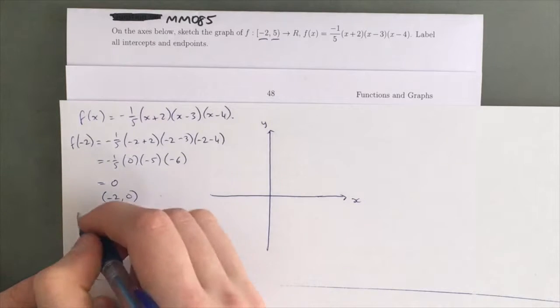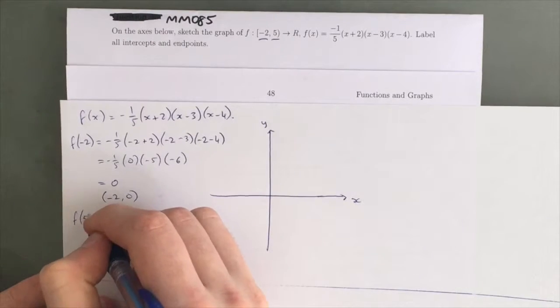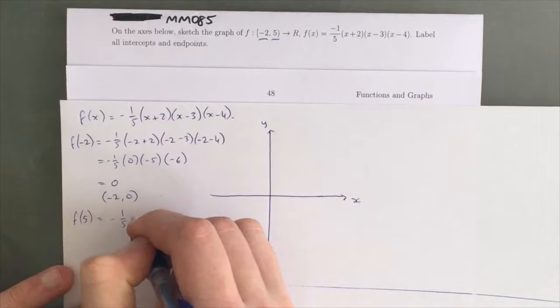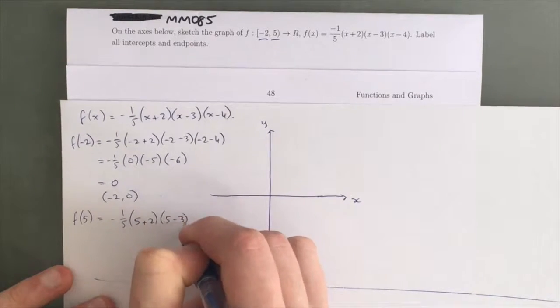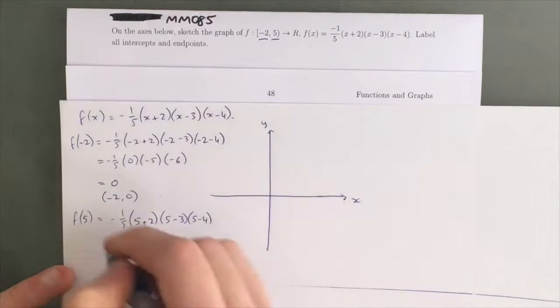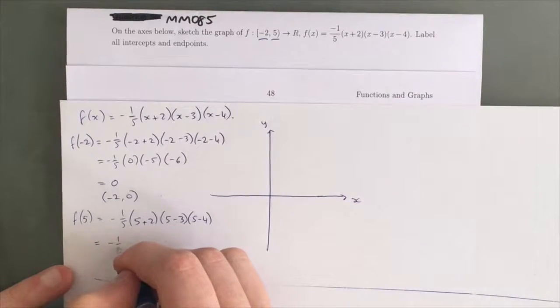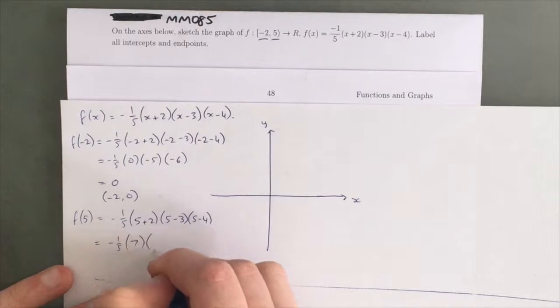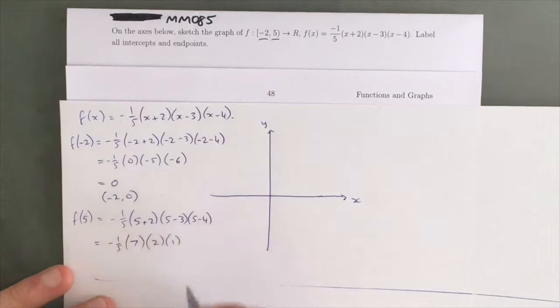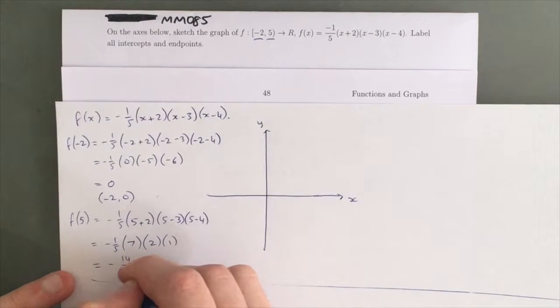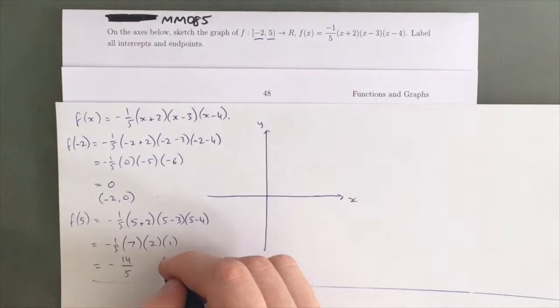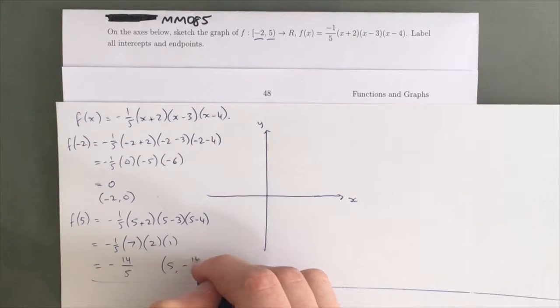And our other endpoint occurs at x equals 5. So f of 5 equals negative 1/5 times (5 plus 2) times (5 take 3) times (5 take 4), which is equal to negative 1/5 times 7 times 2 times 1, which is equal to negative 14 on 5. So our other endpoint is 5, negative 14 on 5.